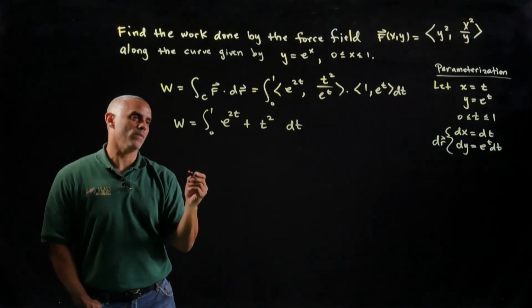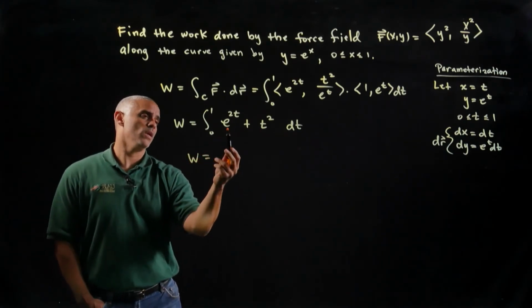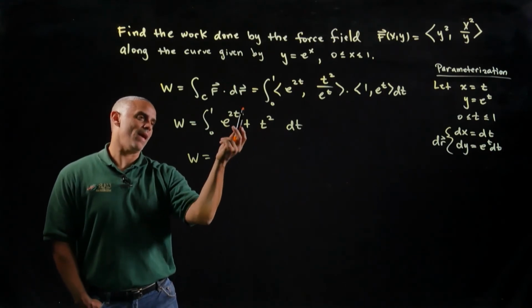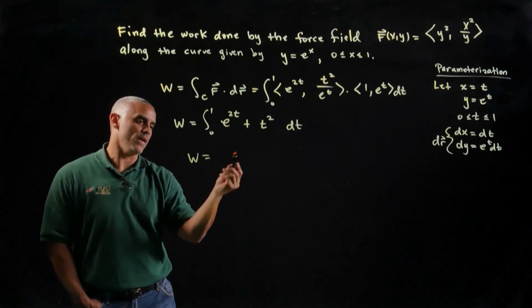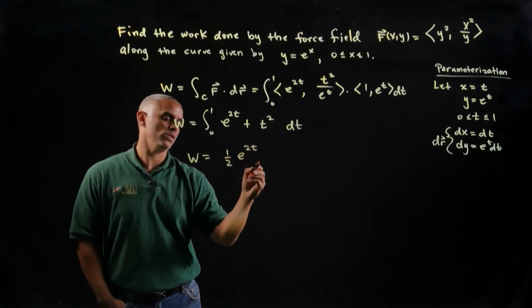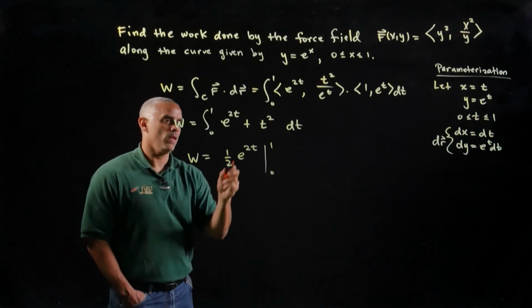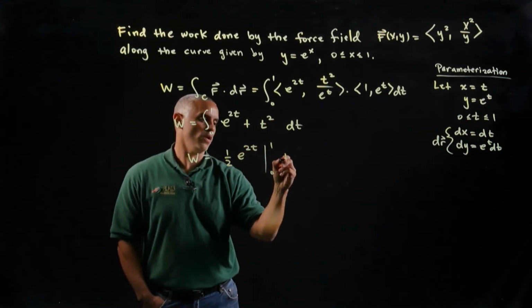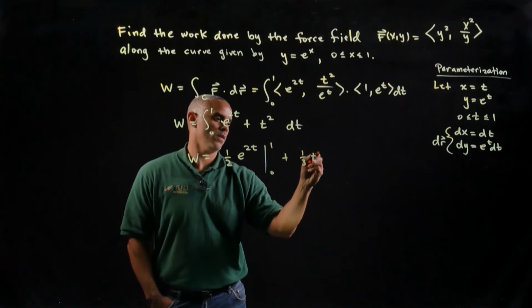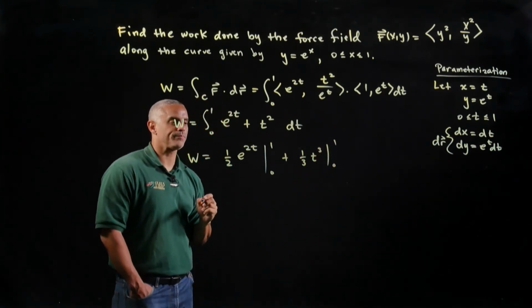So now everything is written in terms of t. I could go ahead and easily calculate this integral. I get the work equals. So remember, the integral of e to the alpha t is just 1 over alpha e to the alpha t. So I'll get 1 over 2 e to the 2t, and I'll evaluate that from 0 to 1. And then the integral of t squared gives me a third t cubed, which I'll also evaluate from 0 to 1.